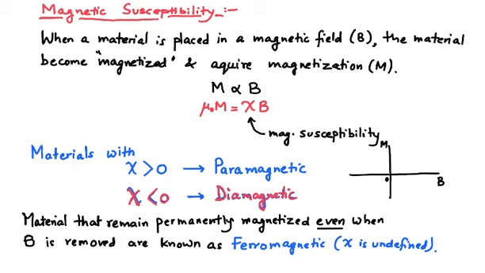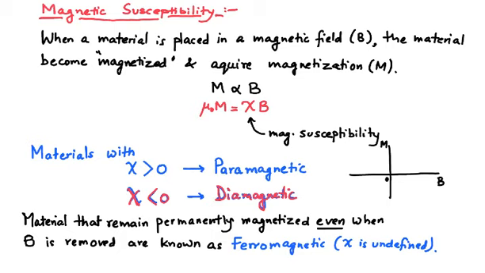Now if the magnetic susceptibility is greater than 0, then it's called paramagnetic, and if it's less than 0, which is negative, then it's diamagnetic. Materials that remain permanently magnetized even when the magnetic field is removed are known as ferromagnetic materials, in which the magnetic susceptibility is undefined.